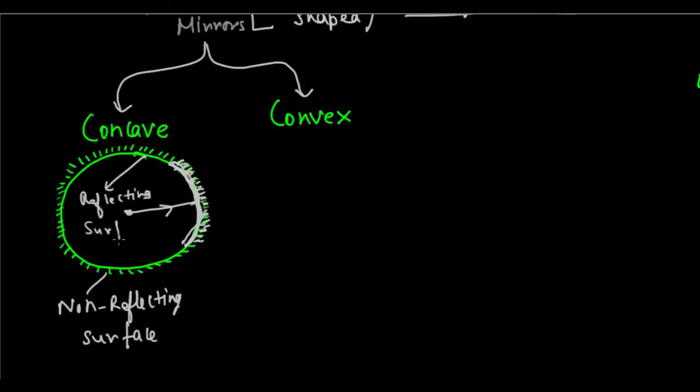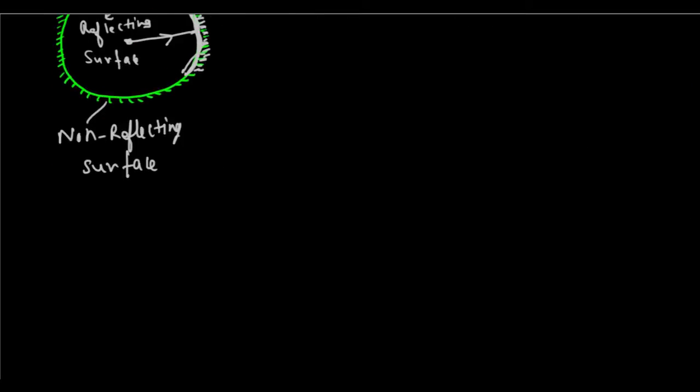So when I take out such a mirror from the sphere, it will look something like this. So this is going to be the mirror I'm going to get. This is going to be my reflecting surface, and this part is going to be my non-reflecting surface. Right? You can remember it like this.